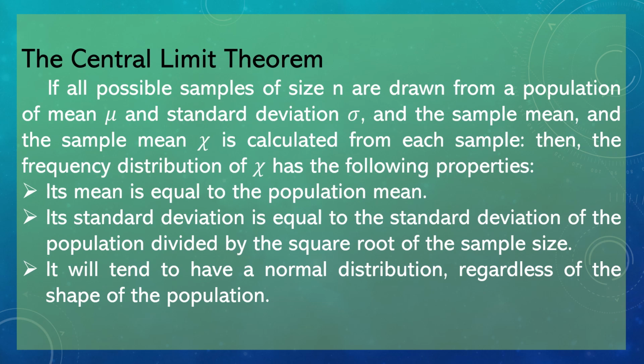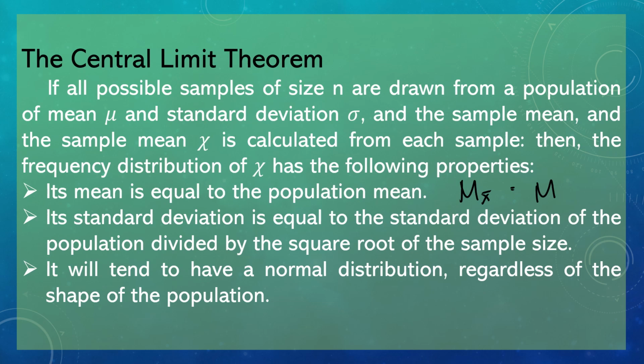Central Limit Theorem. If all possible samples of size n are drawn from a population of mean mu and standard deviation sigma, and the sample mean x bar is calculated from each sample, then the frequency distribution of x bar has the following properties. First, its mean is equal to the population mean. It means that mu sub x bar is equal to the population mean. Therefore, if we can get the value of the population mean, then we will simply copy the value of the population mean to the mean of the sampling distribution of the sample mean.